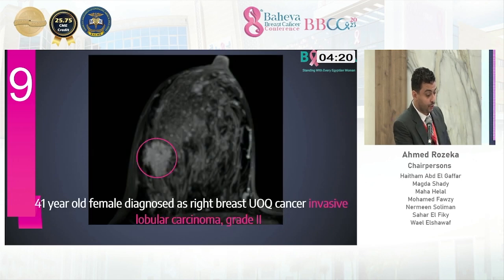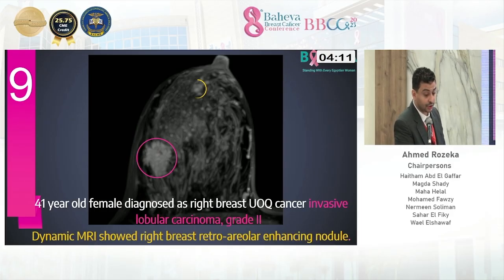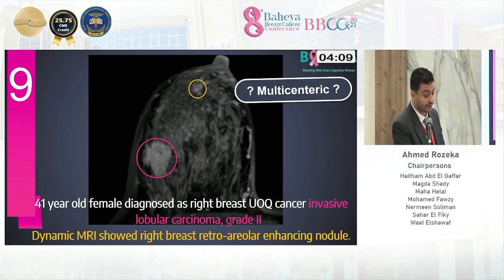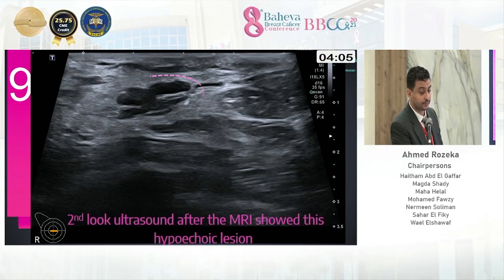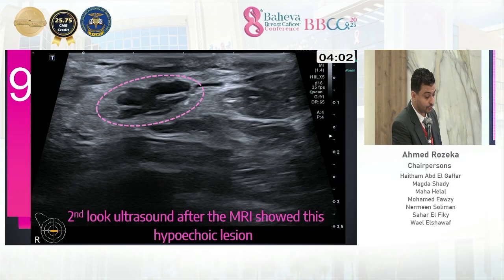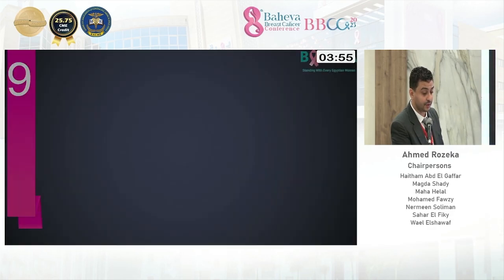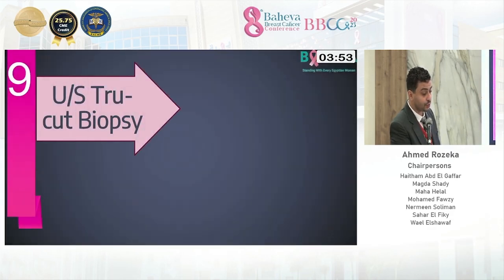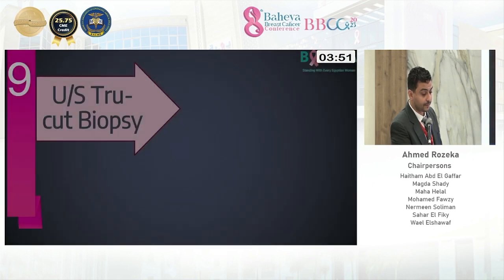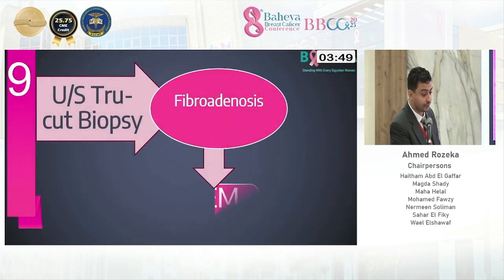This is another 41-year-old female diagnosed with right breast cancer, upper outer quadrant, invasive lobular carcinoma grade 2. And on MRI, she had another enhanced nodule that's more anterior. Is it multicenteric? Same question. This is how it appeared on second look ultrasound, as we do routinely if needed. It turned out to be a hypoechoic lesion, as we can see. We took ultrasound-guided true-cut biopsy, and it turned out to be fibroadenosis.